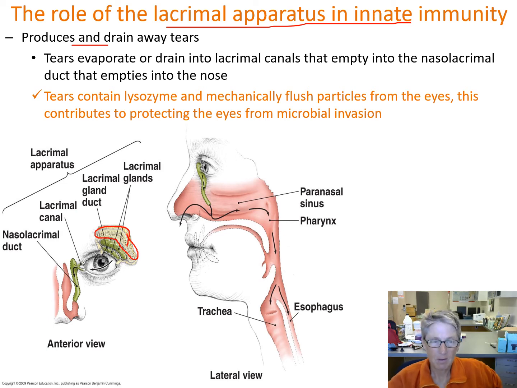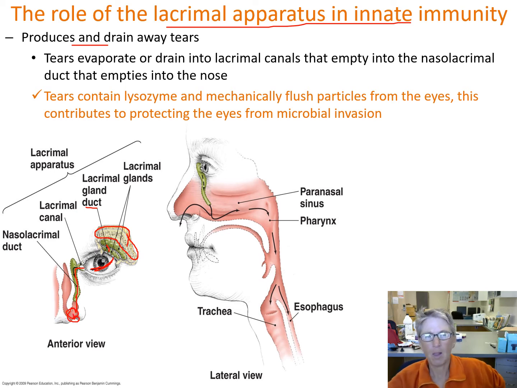So the tears made in the lacrimal gland containing lysozyme will move from the gland through the lacrimal gland duct across the eye, so you'll be blinking and tears will move this way into the lacrimal canal, the nasolacrimal duct, and then into the nasal cavity here.